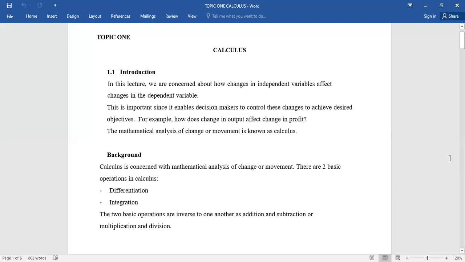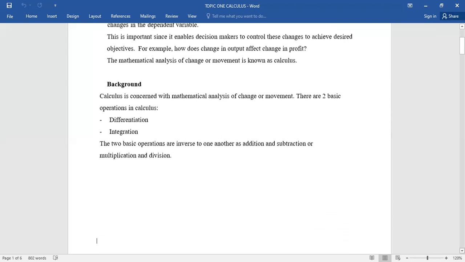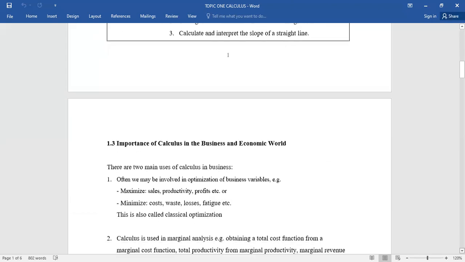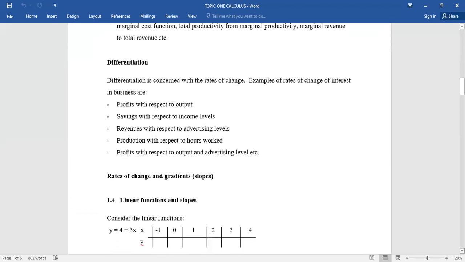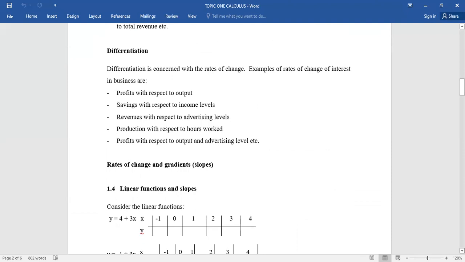So we'll start with differentiation. Differentiation is concerned with the rate of change, and examples of the rate of change in business could be looking into profit with respect to output. For example, I had mentioned how does advertisement impact the profits or the sales that we do in the business? Then production with respect to hours worked. Now, do we say that if employees work more, they are going to be productive?